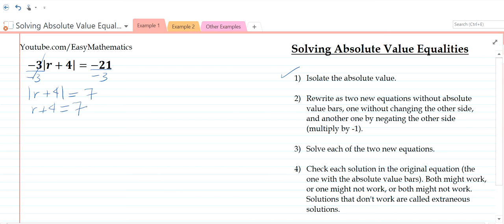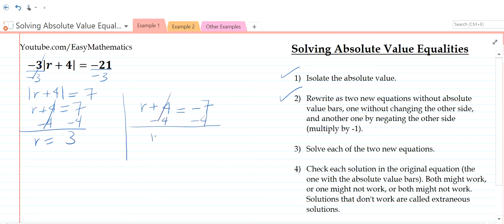One just repeating exactly what you see but no absolute value bars, and another one equaling the negative of the other side. That means multiply it by -1. We're done with step 2. Step 3, solve each of the 2 new equations. So we're going to subtract 4 from both sides. We get r equals 3 on one of them, and r equals -11 on the other one.